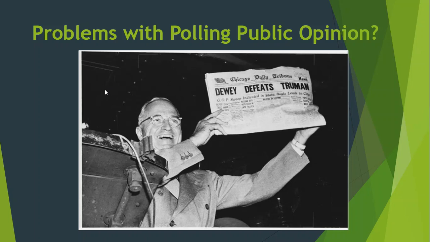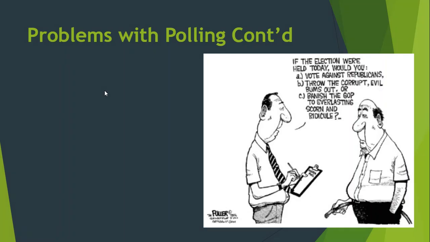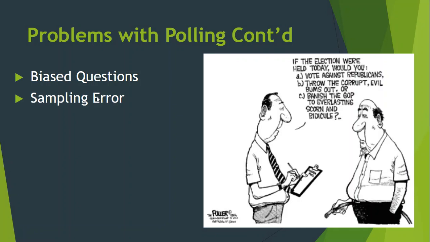So there are some problems with public opinion, right? There are some problems with polling, and we're going to talk about some of them. The first one is biased questions. We're going to talk about that in just a second. You're going to see some examples of both biased questions and push polling, so hold off on that.